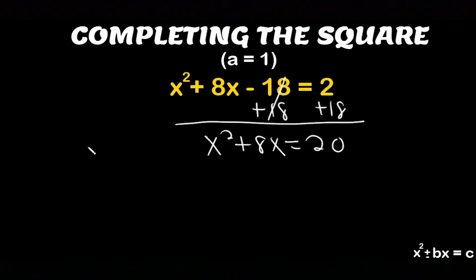So now we're going to do b over 2 squared on both sides. So off to the side here, I'm going to write b over 2 squared, and then I'm just going to go ahead and fill in the information. So my b here is 8.